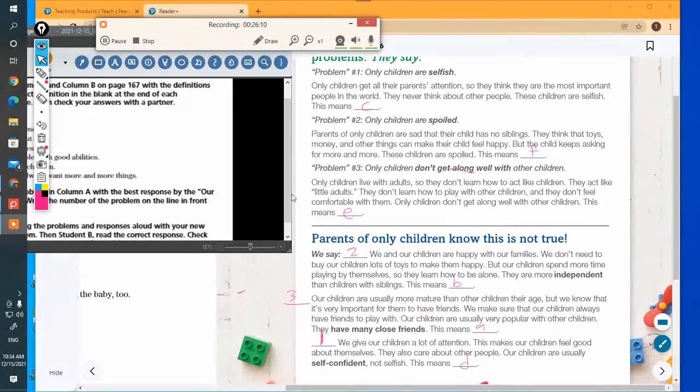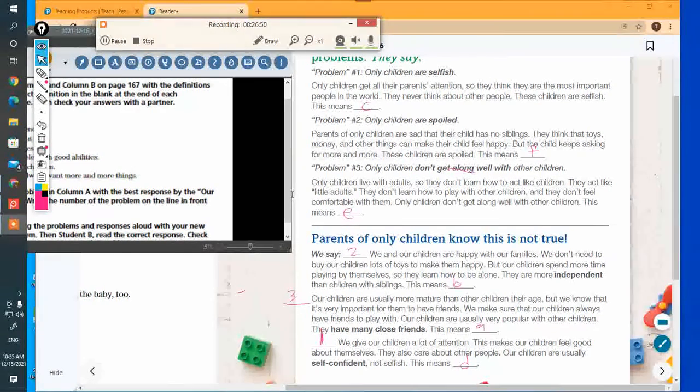Okay, students, so these are the answers that you should have. When people say that only children are selfish, that they only think about themselves and they never think about other people, here we read that they also care about other people. And our children are usually self-confident, not selfish. So there are clues here that number 1 is the best response to only children are selfish.